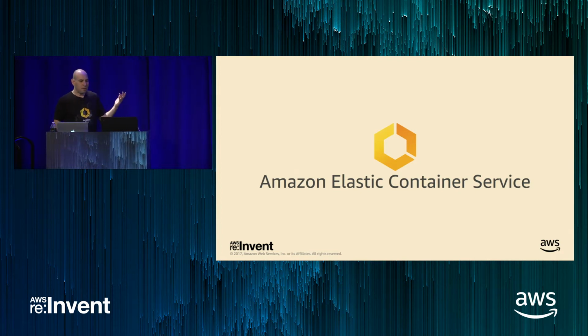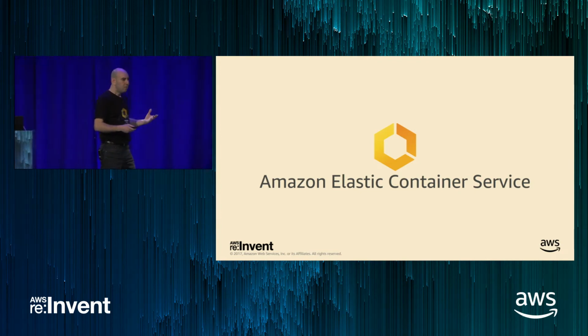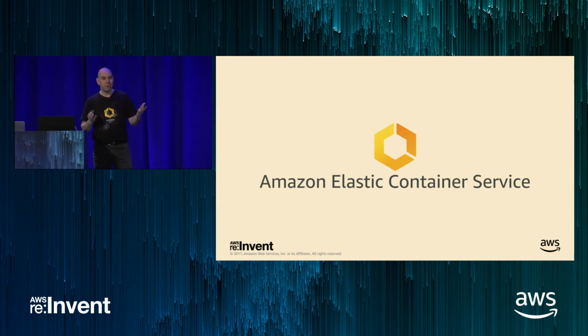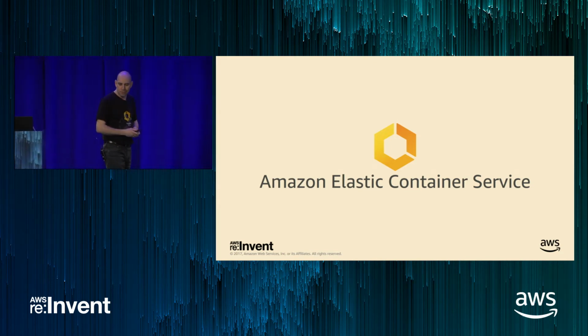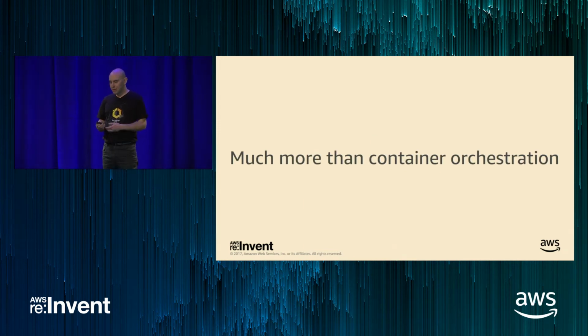So Amazon ECS is the underlying technology that powers containerized workloads on AWS. It's our native container service. And over the last week, we had several announcements, and we introduced a new technology called Fargate, which allows you to run seamlessly the same containerized workloads, but not having to provision any infrastructure. And we also introduced our support for Kubernetes.